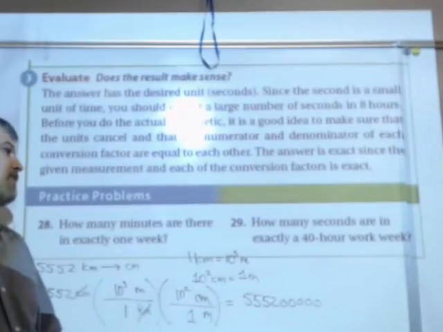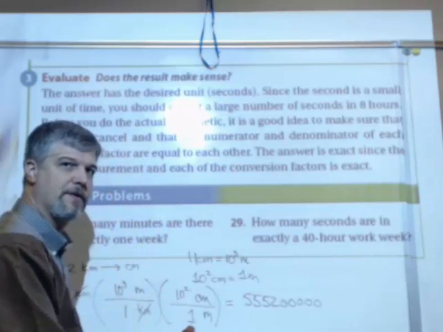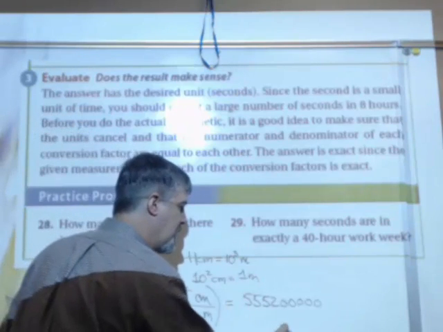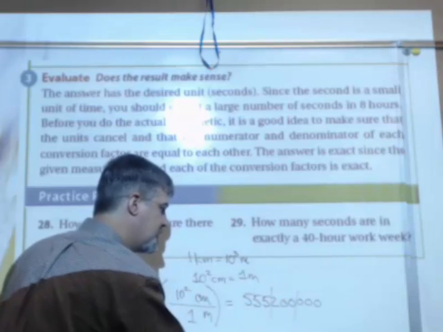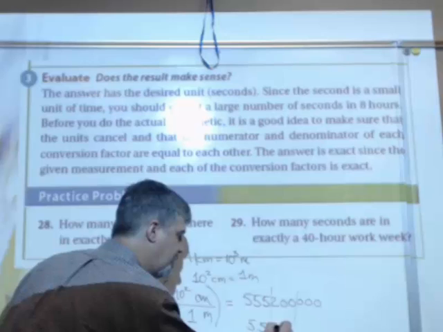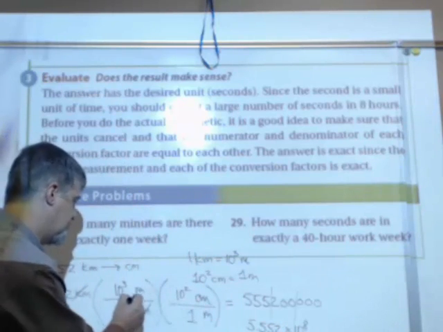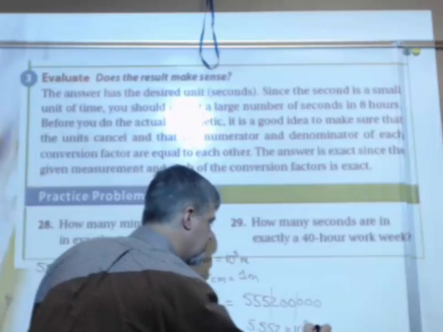Which is really hard to read and count zeros. And we would prefer you write it in a smaller version. Coming back, maybe there's 3, there's 6, that's 8. So 5.552 times 10 to the 8. Units are left centimeters.